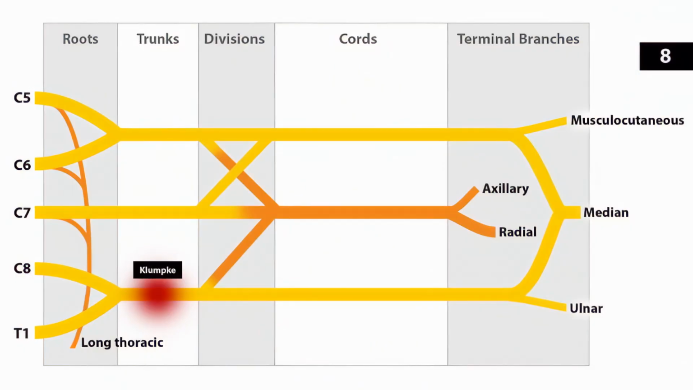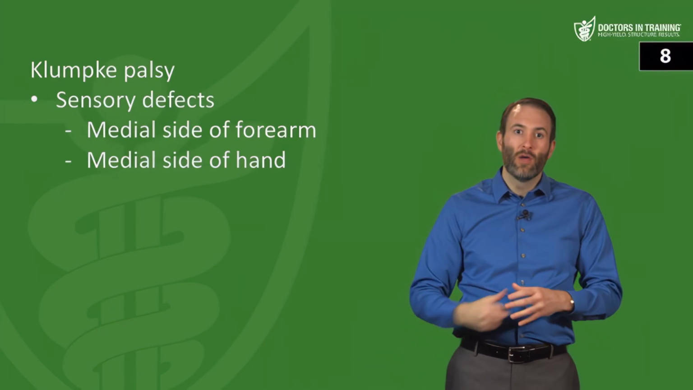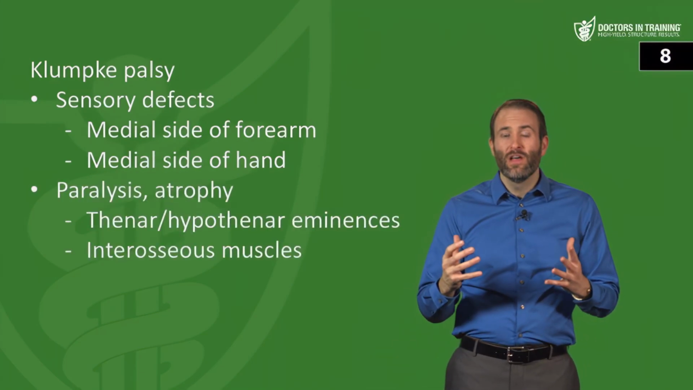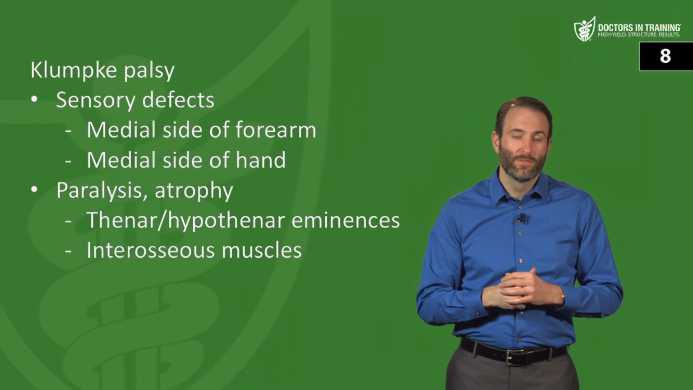Remember, that's our Klumpke's palsy. So those symptoms would be things like sensory deficits of the forearm and hand on the medial side, upper arm as well. You're also going to see atrophy of the hand muscles, so the thenar, hypothenar, and interosseous muscles.